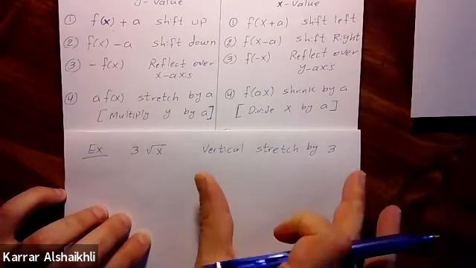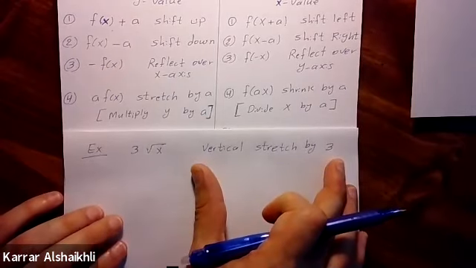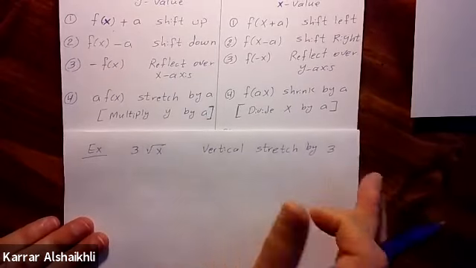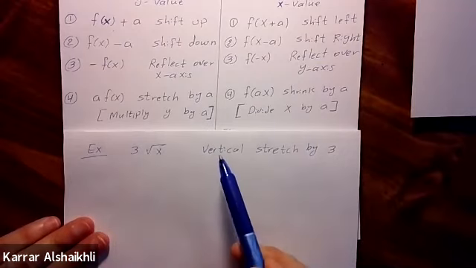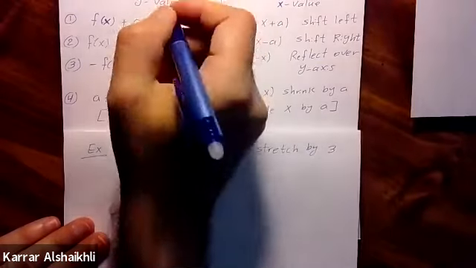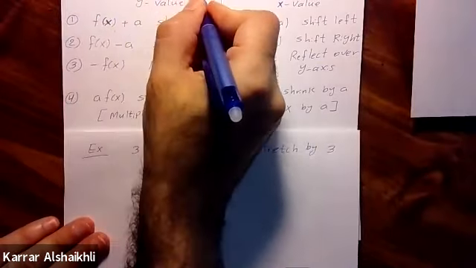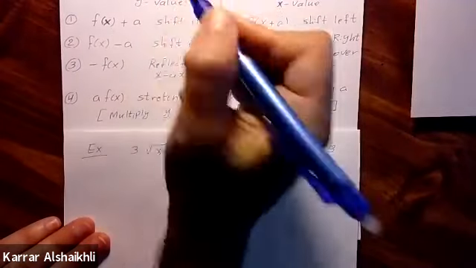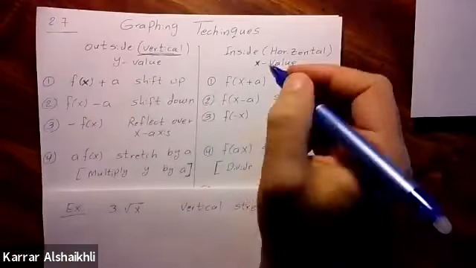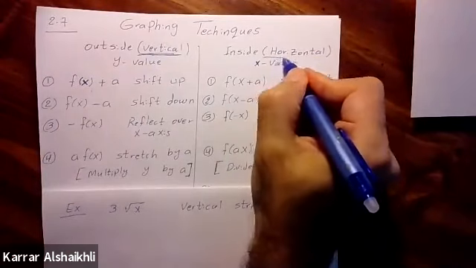But sometimes they're going to ask you like this. You just have to write down the technique. 3 square root of x is going to be vertical, because you see all the techniques here are the vertical techniques, and here are the horizontal techniques.